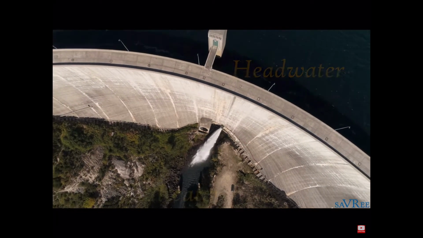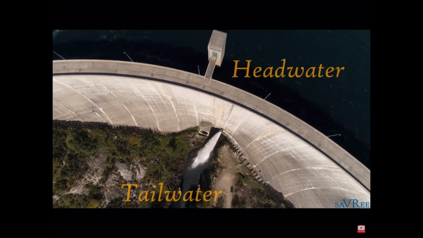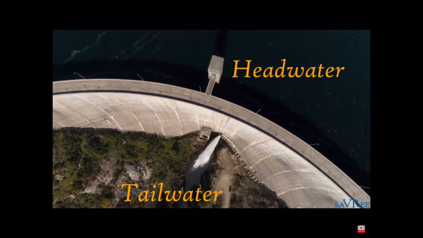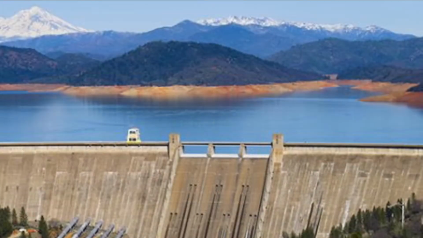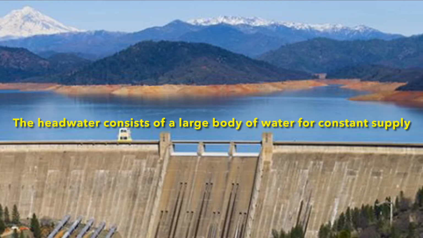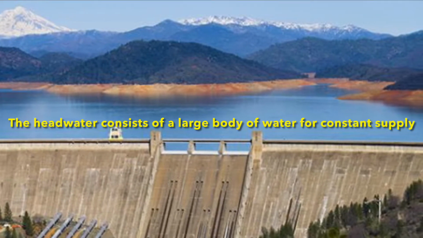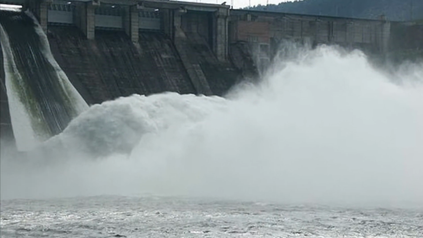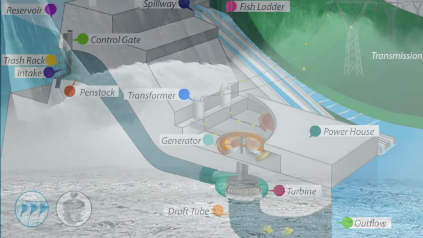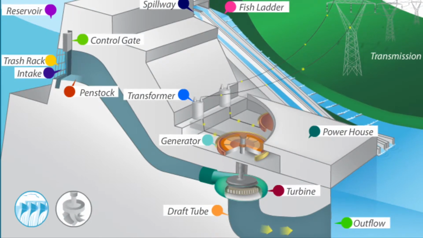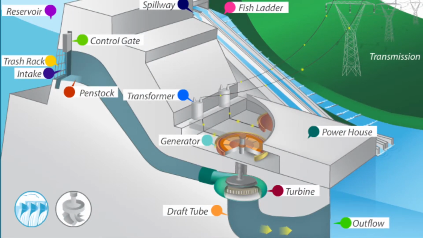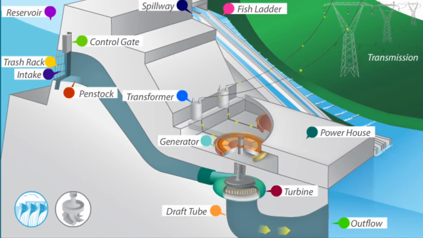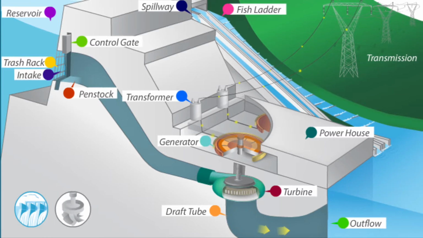The headwater is located upstream of the dam, and the tailwater is located downstream. The dam separates the headwater and the tailwater. So the headwater is going to consist of a large body of water, and that ensures that there's a constant supply of water that can be used for power generation. The headwater flows through a water conductor, also called a penstock, to get to the base of the dam where the powerhouse is located. The powerhouse contains all the special equipment needed to turn the potential energy of the water into electrical energy.